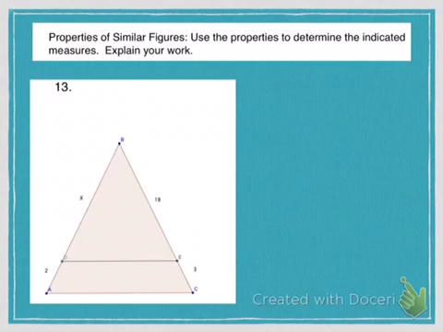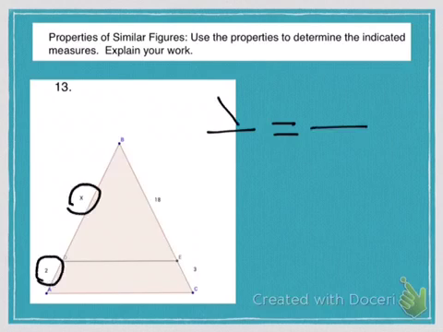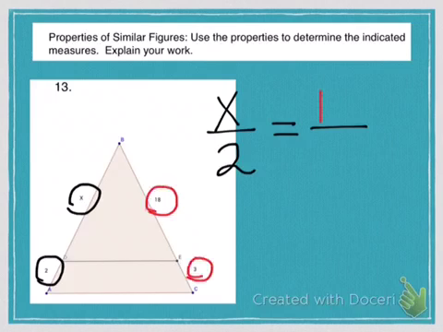Number 13. Use the properties to determine the indicated angle measures. I'm going to use the triangle proportionality theorem. So I know my sides are proportional. So I'm going to say x and 2. So x is in my numerator, 2 is my denominator. And then on the other side of the triangle, 18 and 3.